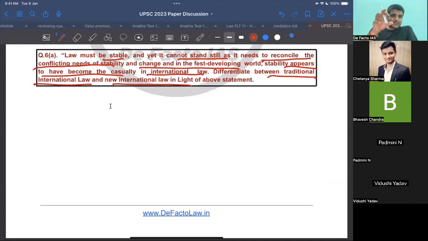Initially, international law was based on positivism. Now, new reality has come up. यही मैं कह रहा था. It is similar to the question number 5. Some part, obviously, not everything is similar, right?